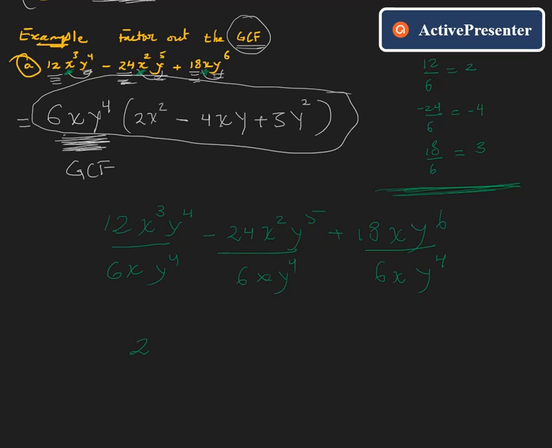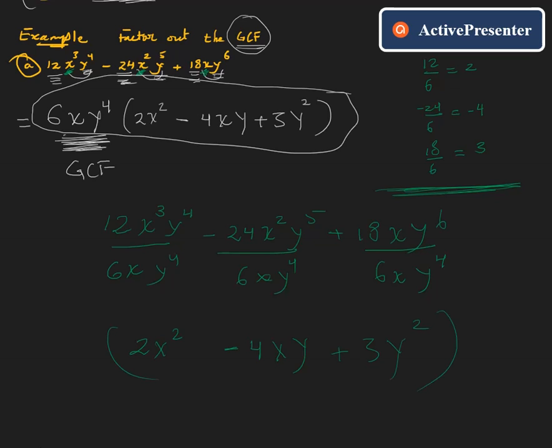Okay. x cubed divided by x is x squared. y to the power 4 divided by y to the power 4 is 1. And this came to here. Minus 24 divided by 6 is minus 4. x squared divided by x is x. y to the power 5 divided by y to the power 4 leaves y. And this came to 18 divided by 6 is 3. x divided by x will be eliminated. y to the power 6 divided by y to the power 4 is y squared.